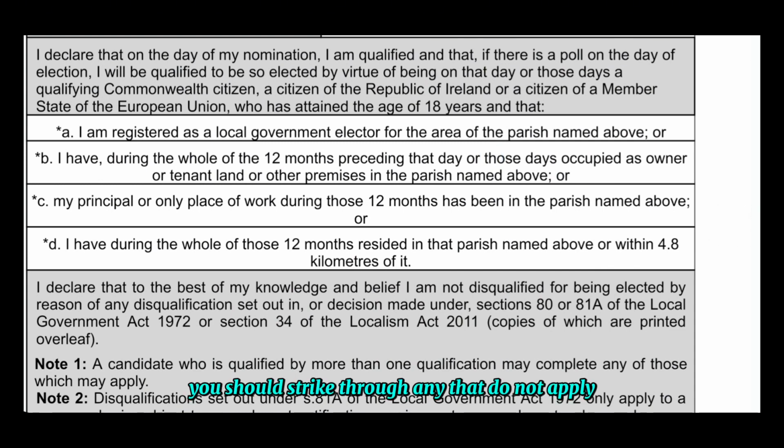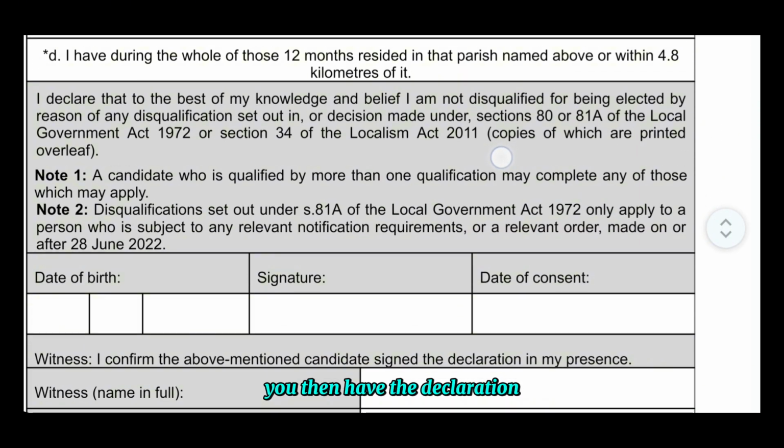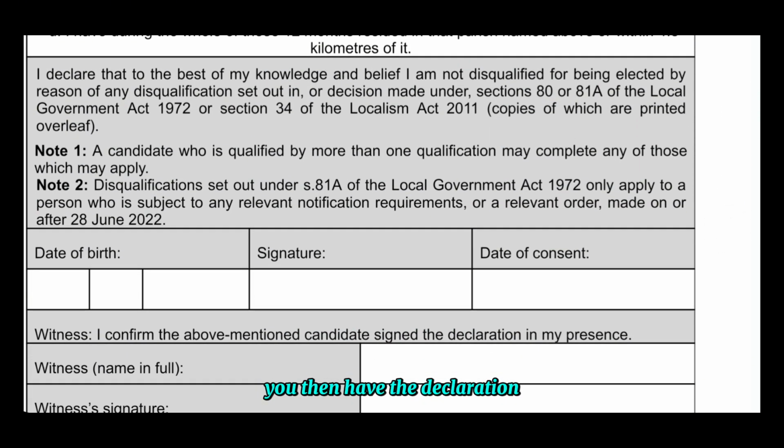Now at this point, you should strike through any that do not apply. So when we looked at this in 1B, we had the different addresses that you could put against the criteria. Whichever ones that you put an address against, you should not strike through. Any that you left blank, here you should strike them through. So it makes it very clear as to what is the criteria that you are looking to rely on as you submit your nomination. You then have the declaration, quite an important one, just to confirm that you are not disqualified for being elected.